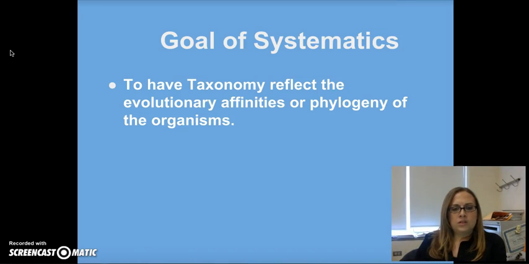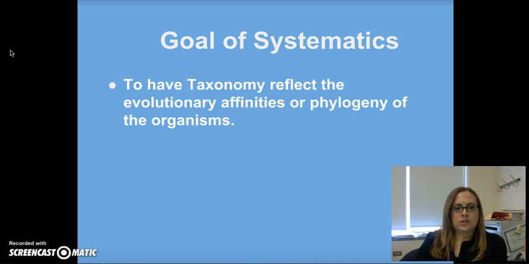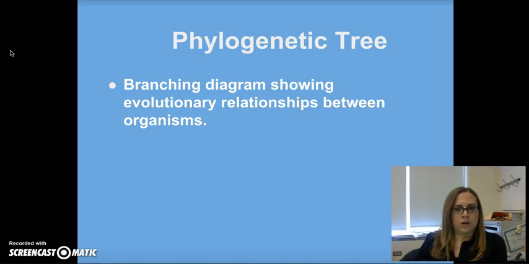Now, the goal of systematics is to have taxonomy actually reflect the evolutionary affinities or phylogeny of the organisms. So you essentially want everything to sort of work well together. So you want the taxonomy to actually show the phylogeny of organisms.